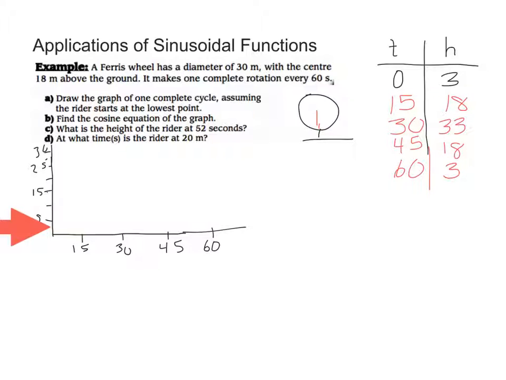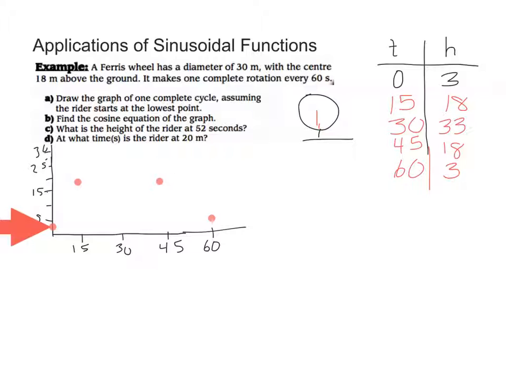I made an arrow again. So there's that first point at 0 and 3. The next point is going to be at 15 and 18, so around there. And then at 30 and 33, 45 and back down to 18, 60, and 3. So the points are approximately there.